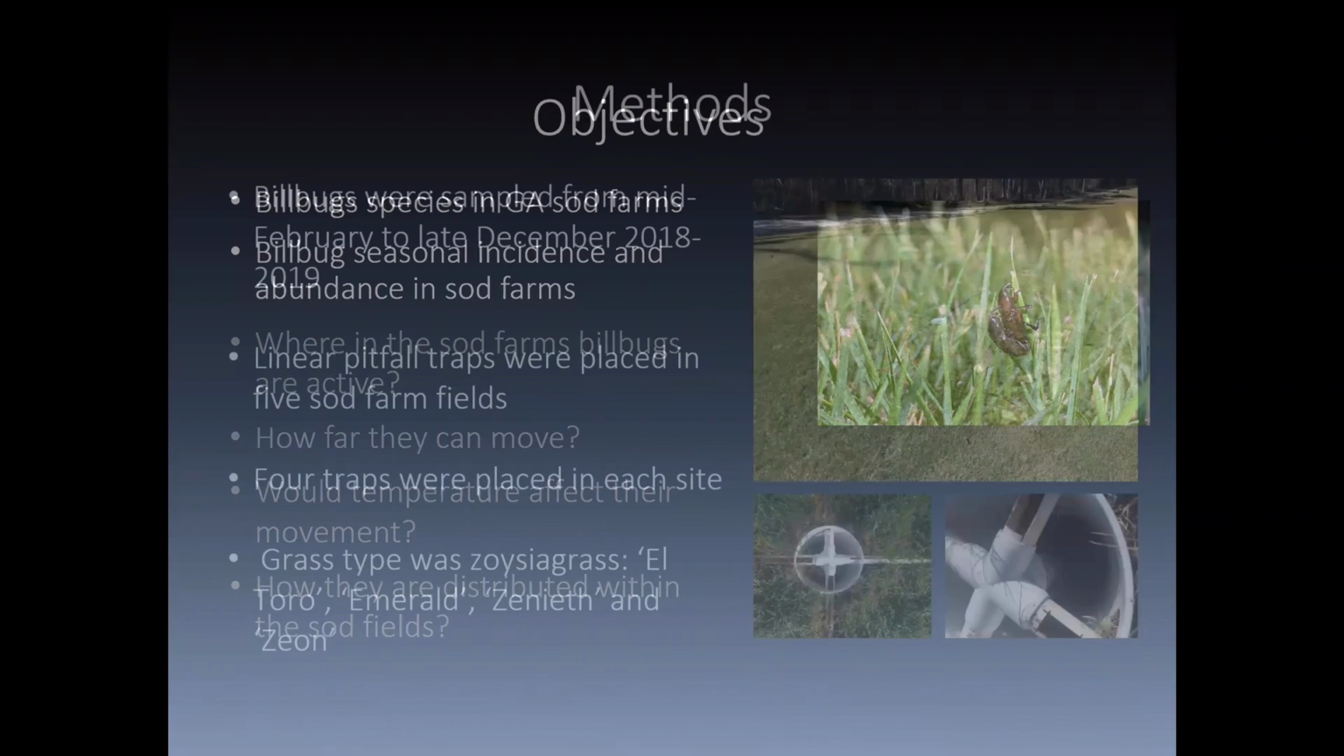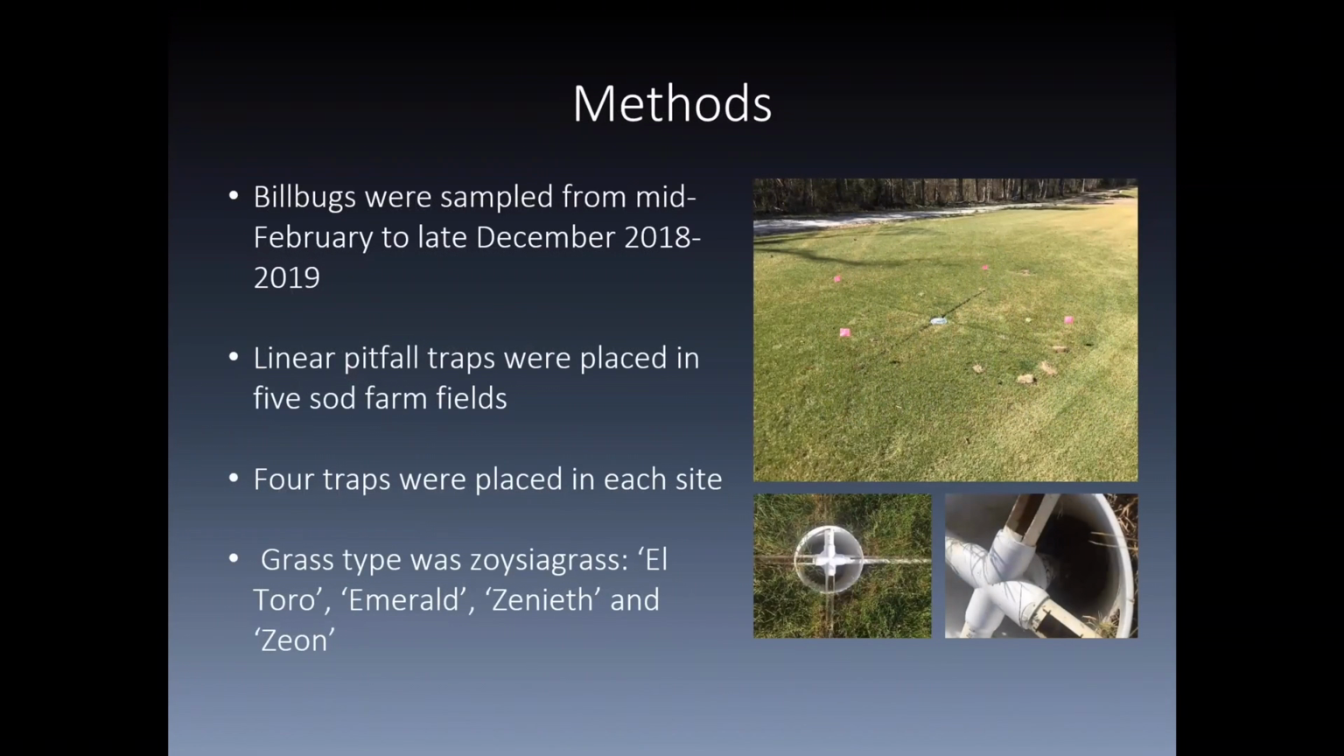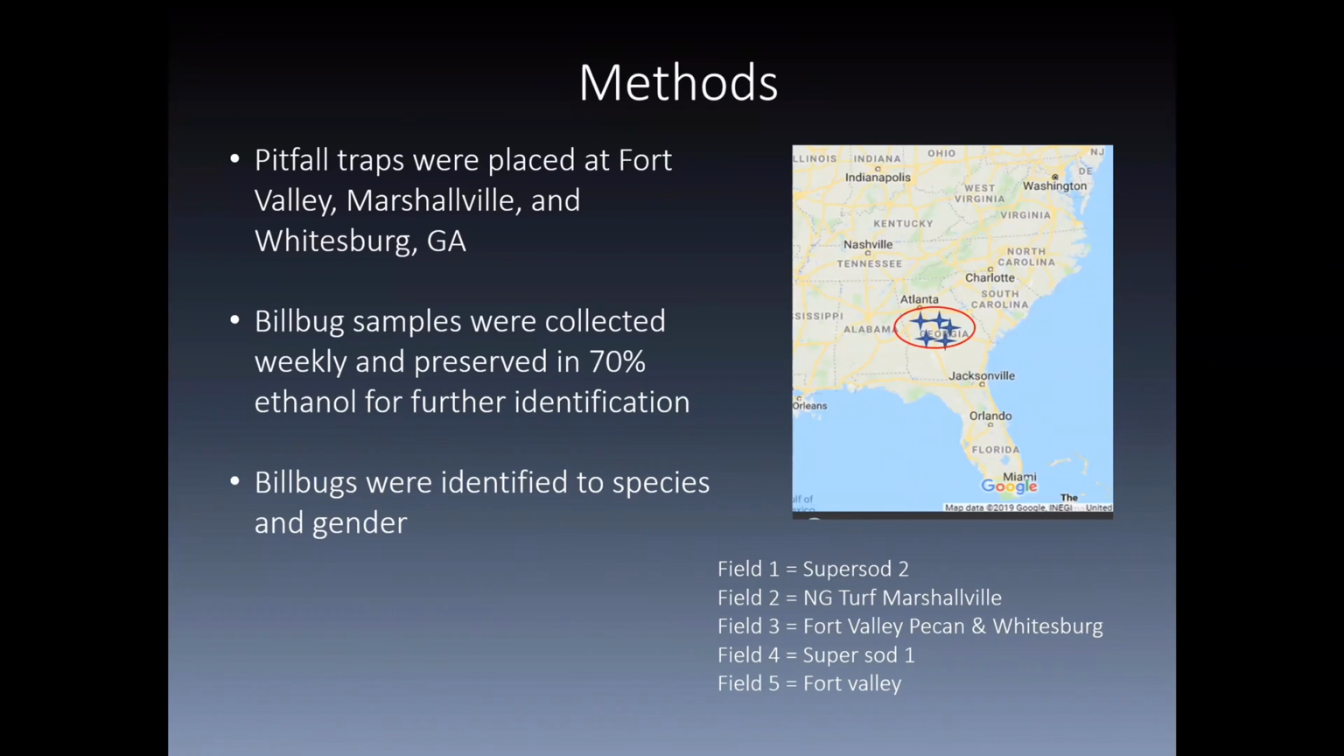So, starting with the first set of projects. Here, what I did is use this kind of trap. We call it a pitfall trap. How it works is that this linear PVC pipe has a slit. When the bugs walk over, they fall into the slits, and they walk in the other direction towards the center, and there is a cup there, and they get trapped. We put these traps in the sod fields, in different types of zoysiagrass. We focused mostly on zoysiagrass in this case, and all the studies were done in the central Georgia area. So that's where we did our work.